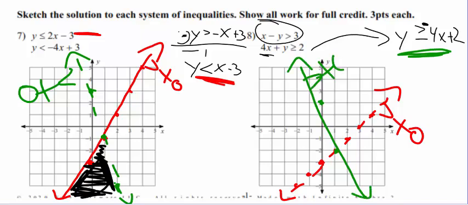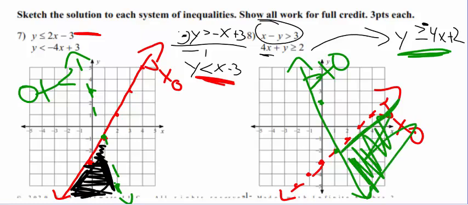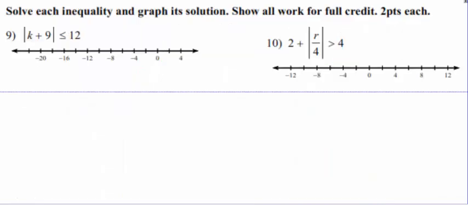Greater than is the side we can walk on. So now the overlapping region is right here. That's where all of our solutions are. Got to pay attention to signs. Make mistakes. All right.